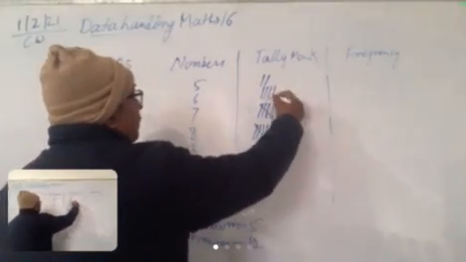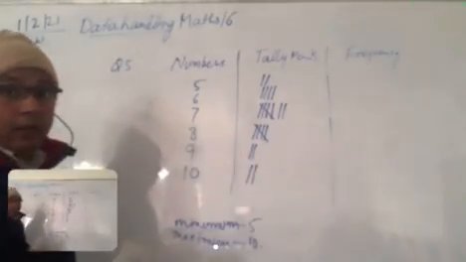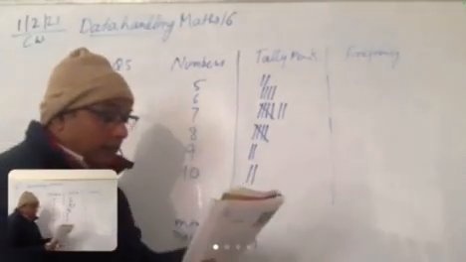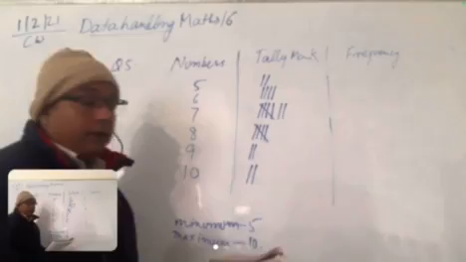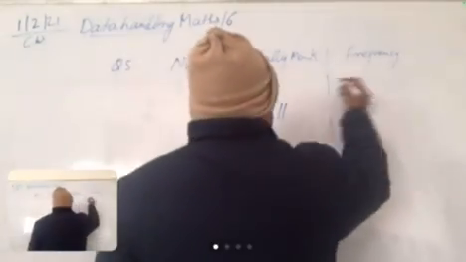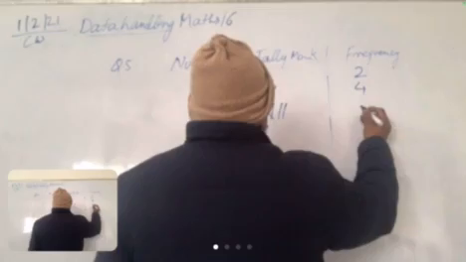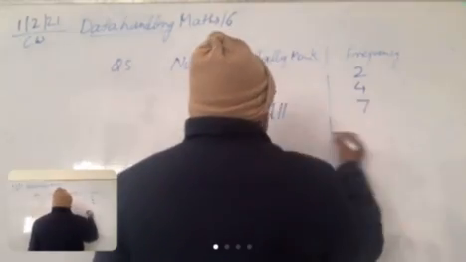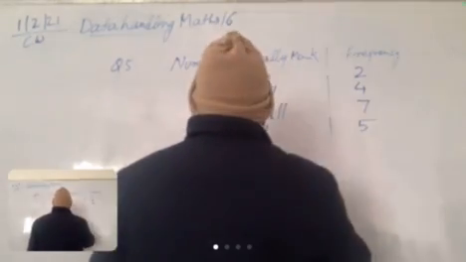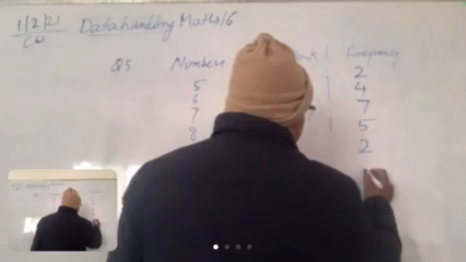6. Done? Good. So now this is the tally marks according to the frequency given in the book. So the frequency for 5 is 2, frequency for 6 is 4, frequency for 7 is 7, and frequency for 8 is 5, and 9 is 2, and 10 is 2.